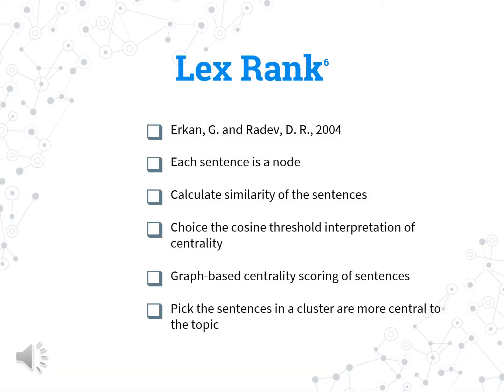LexRank. It was published in 2004. The idea is to treat each sentence as a node and calculate the similarity of the sentences, and then choose the cosine threshold interpretation of the centrality, and make the graph-based centrality scoring of the sentences. Finally, the sentences in the summary are more central to the topic.